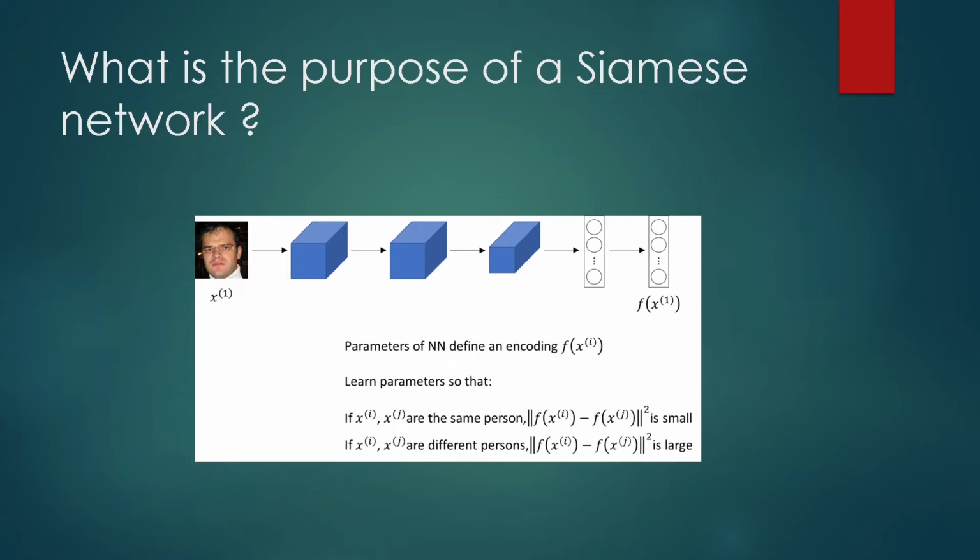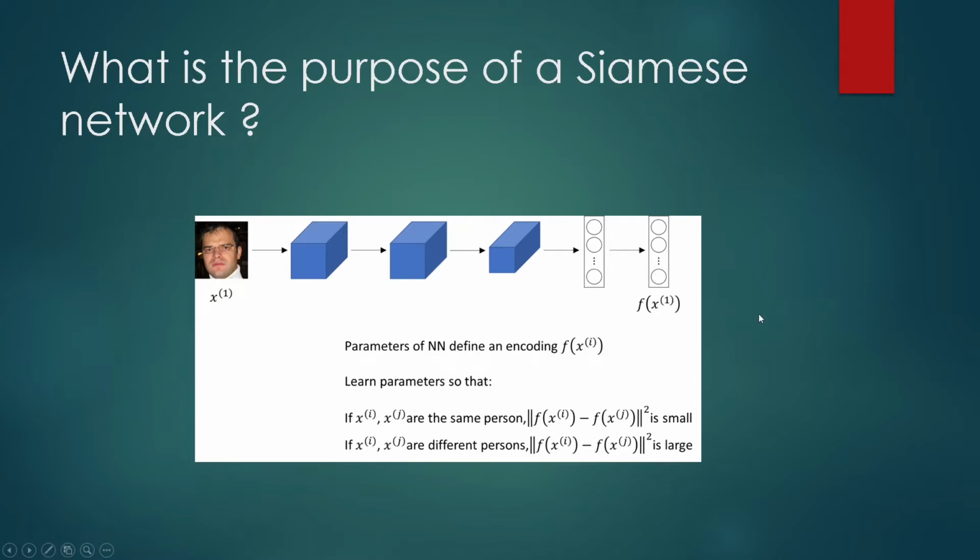We want to learn the parameters so that if two pictures xi and xj are of the same person, then the distance or the difference between them should be small. And in contrast, if xi and xj are of different persons, then the difference or the distance should be large.